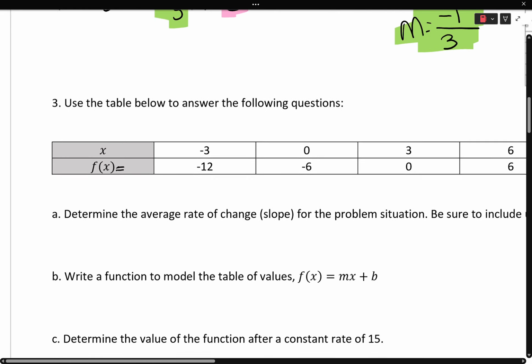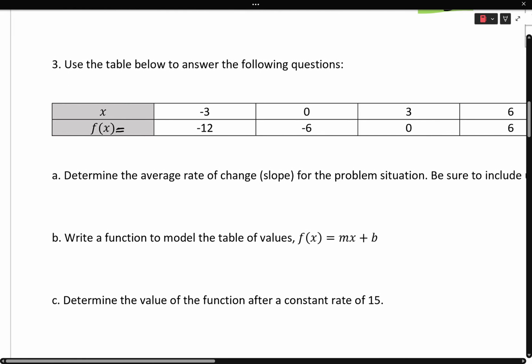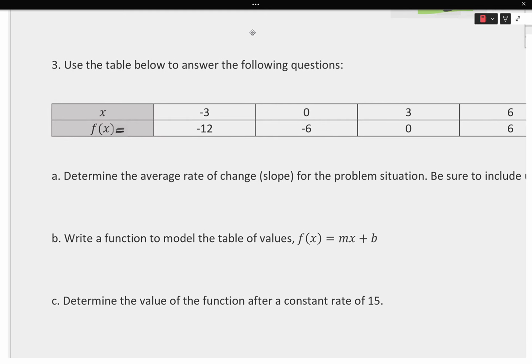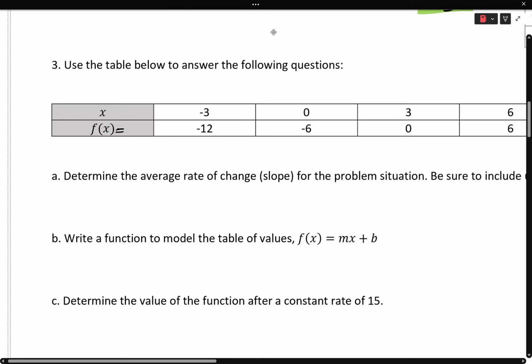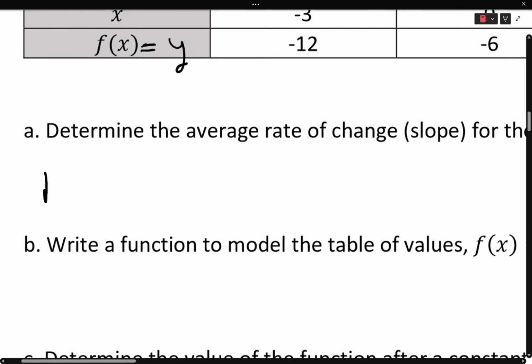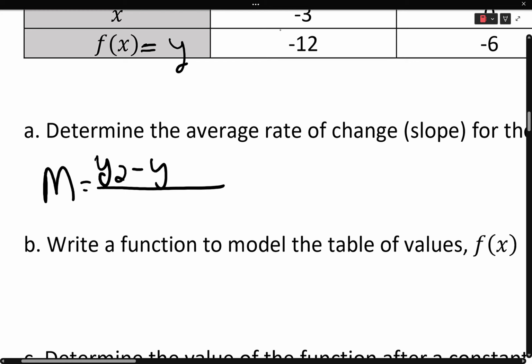All right, number 3. Number 3 we can do in several ways. So for letter A, I want to find the average rate of change, which is our slope. One way to do it is to use a nice little equation. I'll show you what the equation is, and then I'll kind of show you a different way that I think is also pretty nice and easy. Here's the equation that we use to find slope. y2 minus y1 over x2 minus x1.